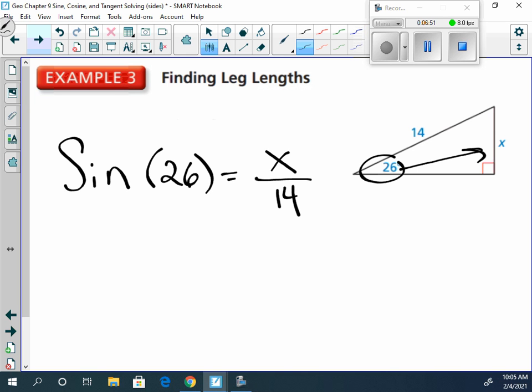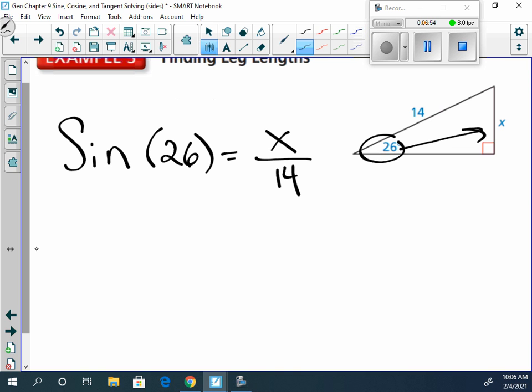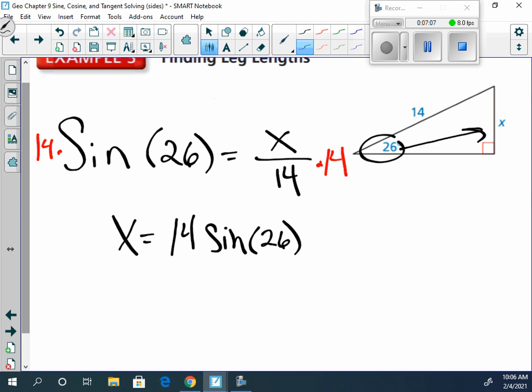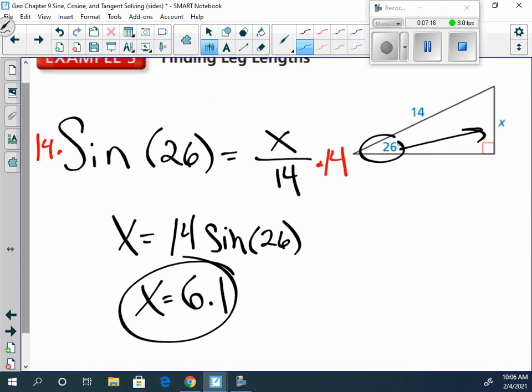X over 14. Well, right, we'll still multiply both sides by 14, which tells us x is equal to 14 sine of 26. Do we agree with 6.1? Yes? And that's it. That's all we have to do for these here.